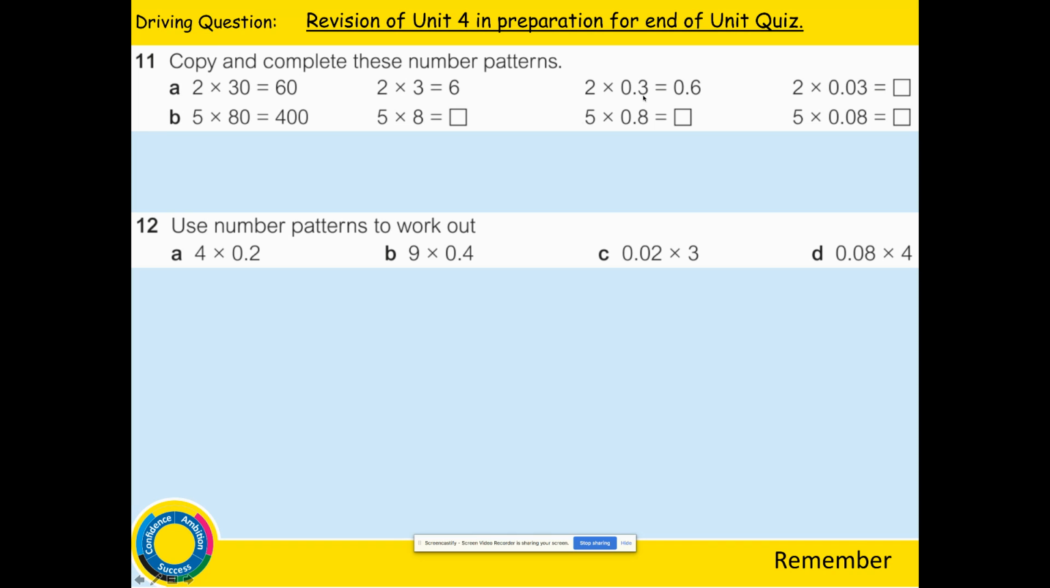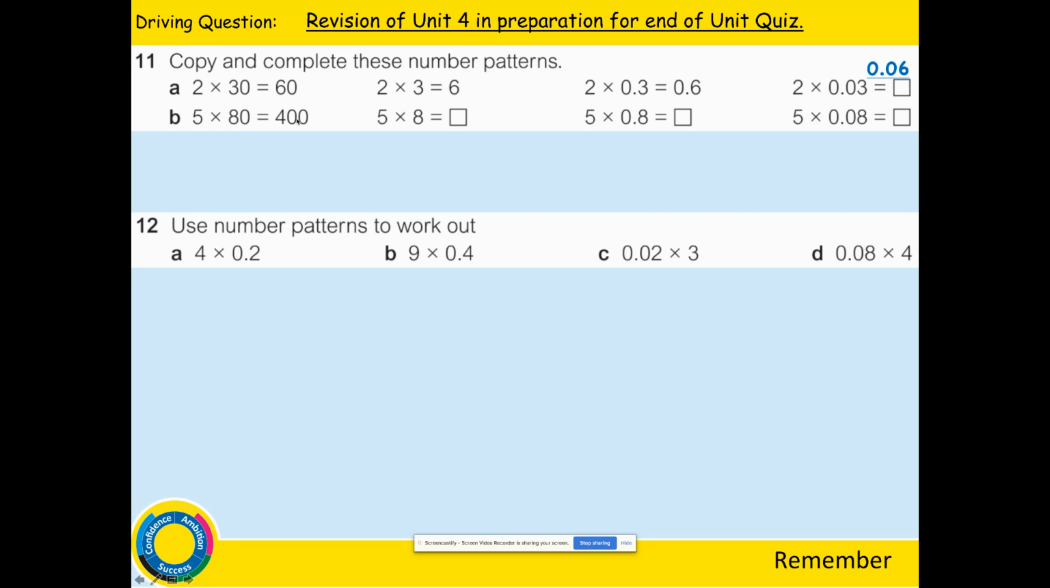Now here, we've got 0.03. So the 3 has been divided by 10. It's moved over to the right one place. So we need to divide our answer by 10. So the 6 is going to come over here and we fill up with a 0 to make 0.06.